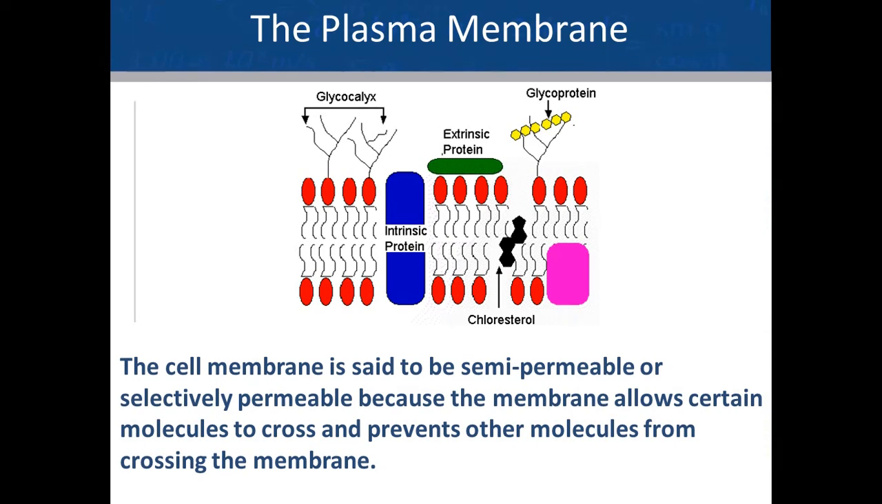So the cell membrane is said to be semi-permeable or selectively permeable because the membrane allows certain molecules to cross and prevents other molecules from coming into or exiting the cell. If a protein, by the way, is just on the outside, we call that an extrinsic protein or a peripheral protein. If it's into the membrane or all the way through, then we call that an intrinsic protein.